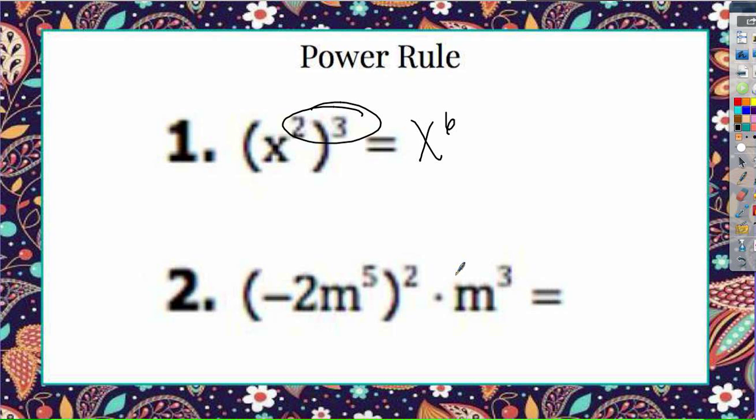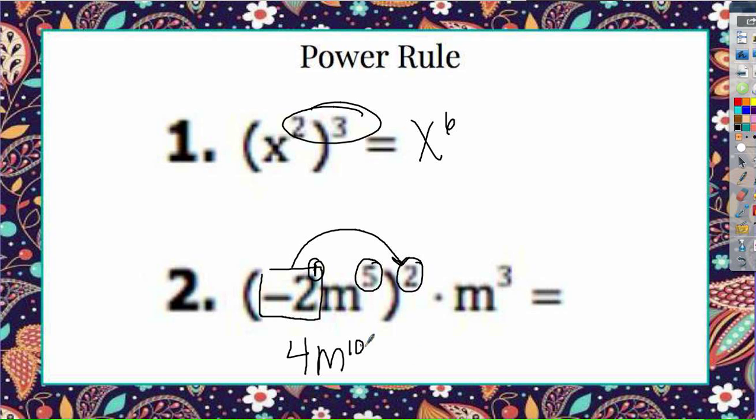The second example is actually mixing together the power rule and the product rule, so I need to take care of these parentheses first. I've got a -2, and keep in mind this negative's in parentheses, squared, and a m to the 5th squared. So this is going to be -2 to the second power, which actually comes out to be a +4. And then I've got m to the 5th to the second, which gives us m to the 10th. And that's times m to the 3rd.